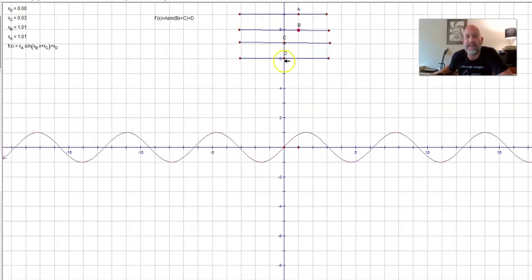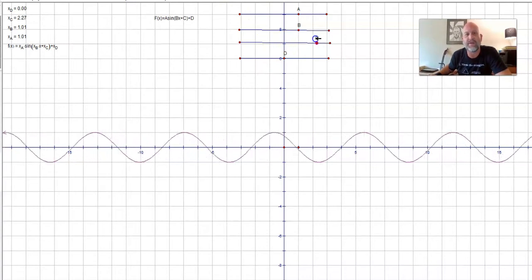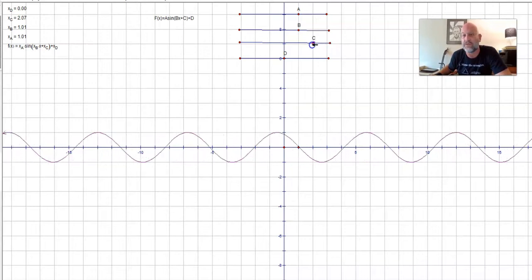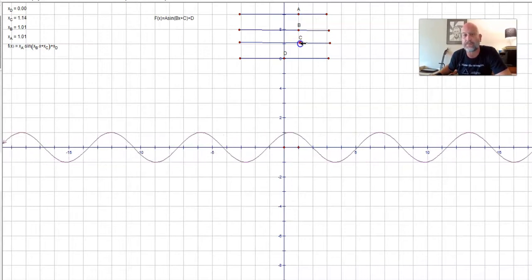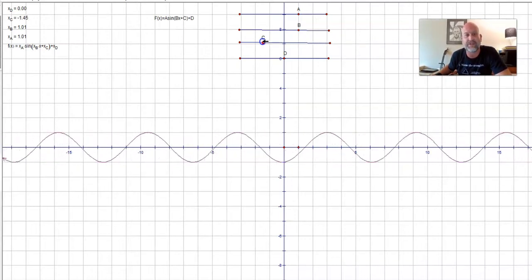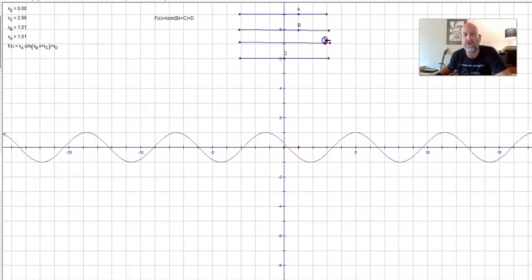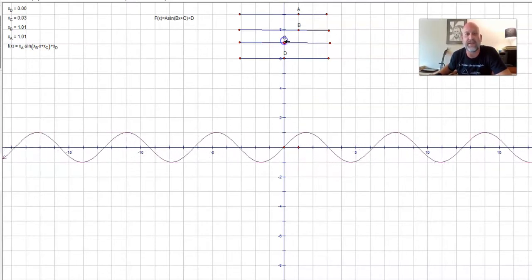Now, c and d are your shifts. They move you left, right, up, down. C moves you left and right. Right now I have it set at 0, but if I start moving this around, you notice when I move c in the positive direction, the function moves in the negative direction. If I move in the negative direction, the function moves in the positive direction. So this is also a way to manipulate this thing. And then lastly, d, that's your up and down shift.